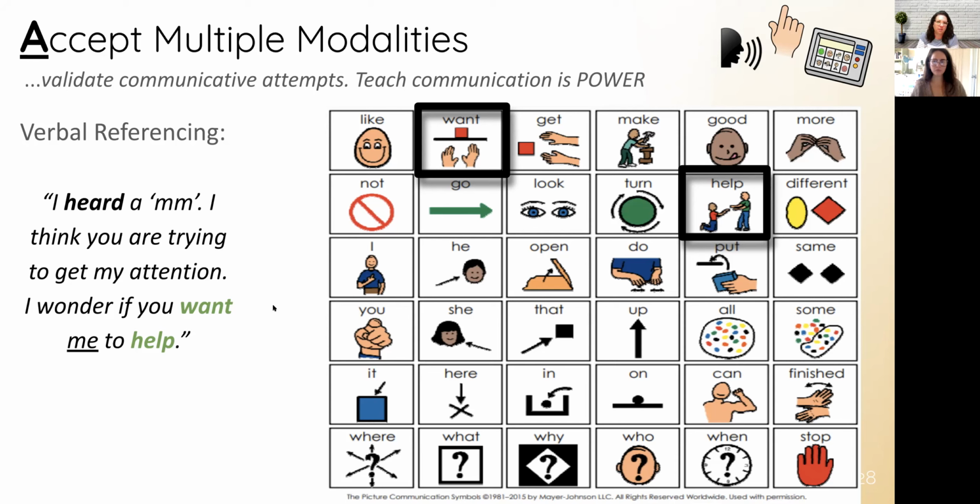All right, so another example would be this, maybe at home with the mother and everything. So I heard, I think you are trying to get my attention. And so I wonder if you want me to help. And so you would just point to the words want and help, and you're validating the fact that they said what you think that communication function was, that it was to get your attention, and then words that they could use on their aided AAC system to communicate that even more effectively and efficiently.